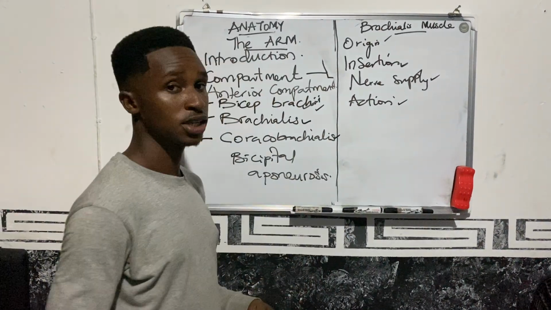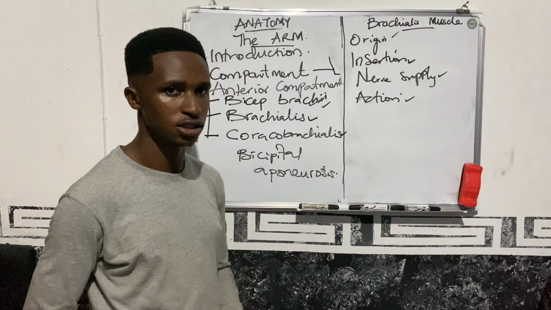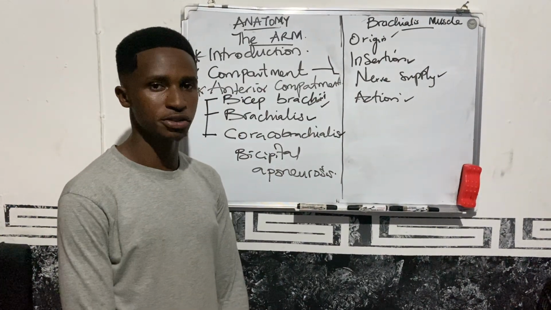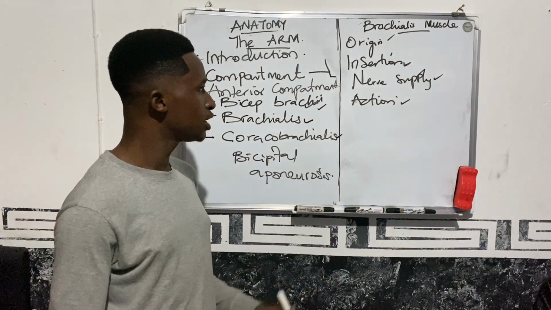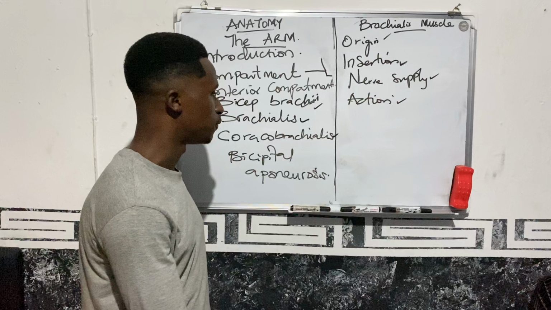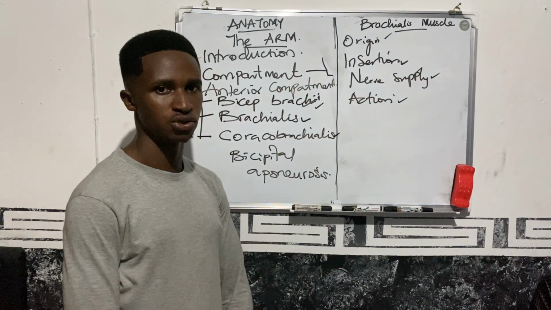The action of the brachialis muscle is of prime importance. It is very examinable to know the action. So what's the action of the brachialis muscle? The brachialis muscle is responsible for flexion of the elbow joint.